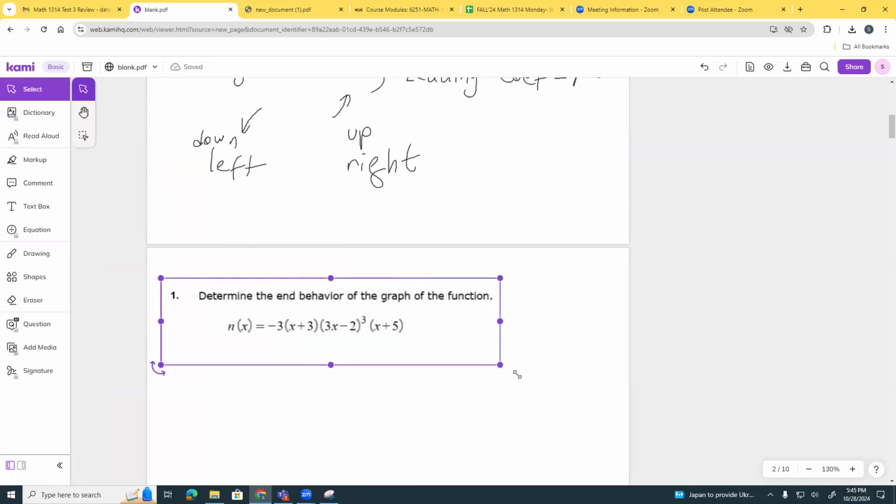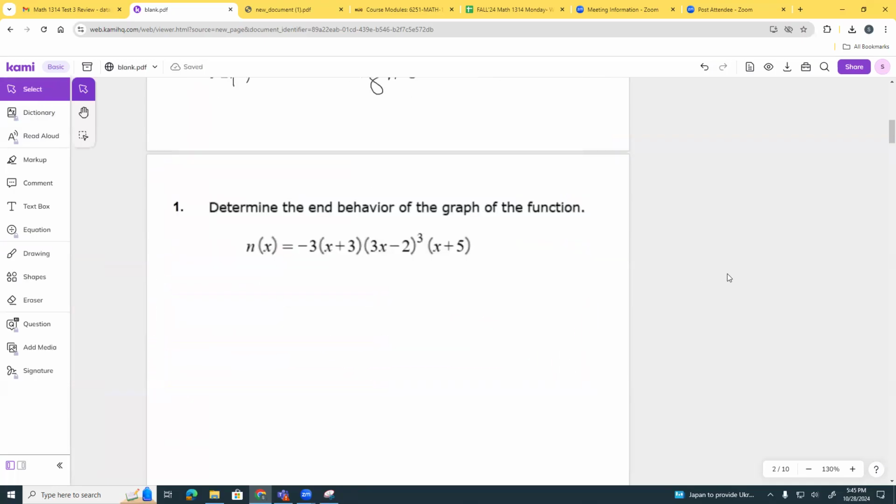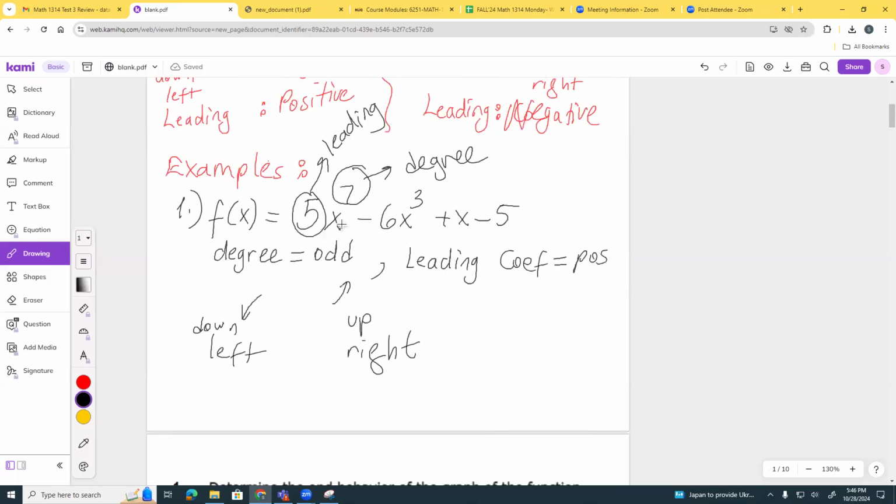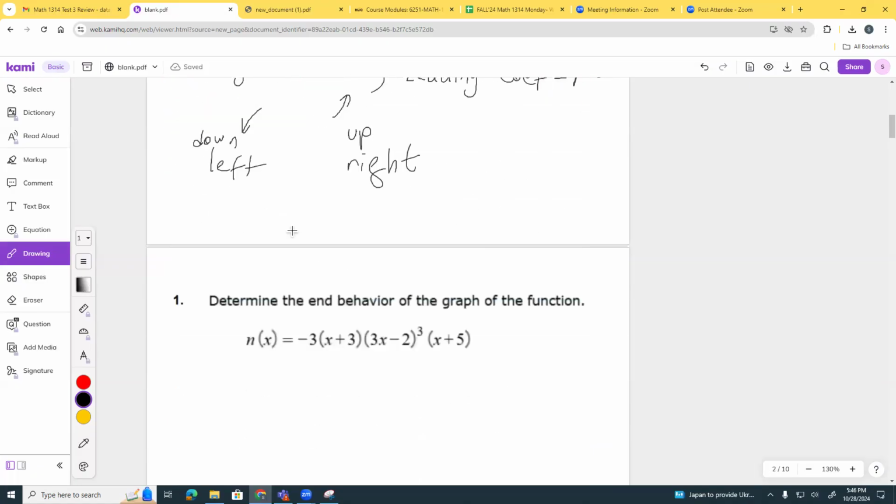The test is waiting for us. So this is what the first question on the test is going to look like. It says, determine the end behavior of this function. The function's name is n of x. It's negative 3, parentheses, x plus 3, parentheses, 3x minus 2 to the 3rd power, x plus 5. What do you notice about this question and the example I gave you on the previous page? What is the difference? The leading coefficient is negative. That's correct.